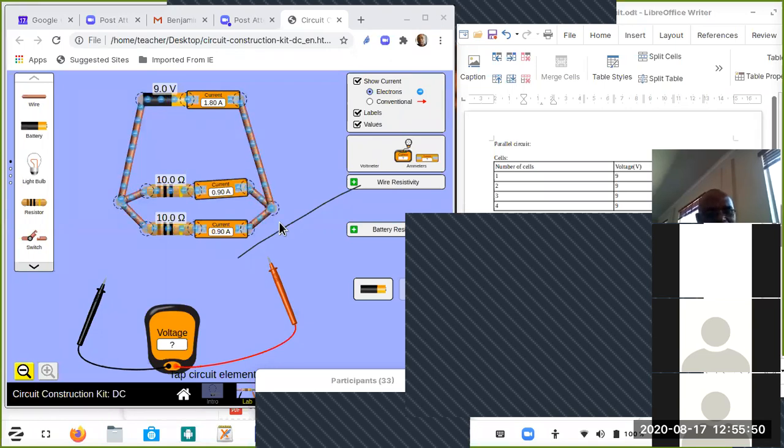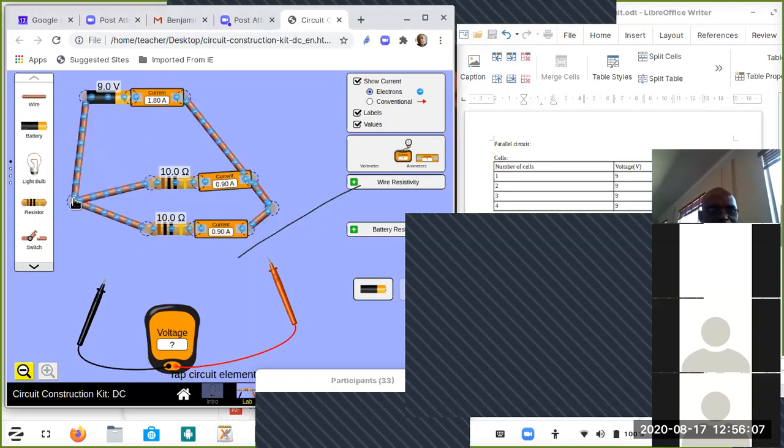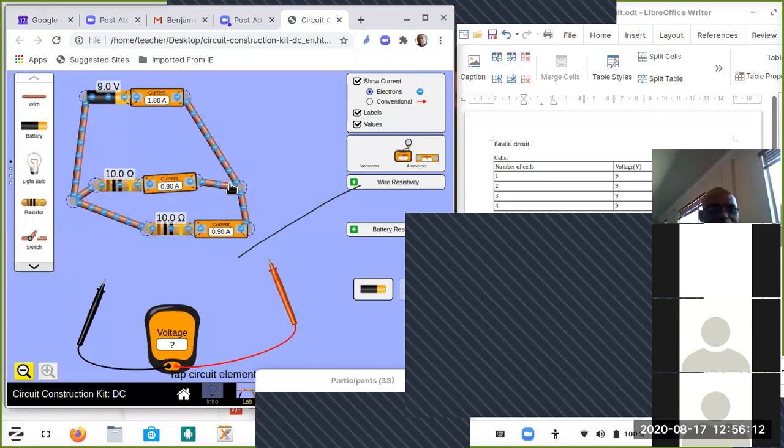But now, what is happening to the resistors? If we connect resistors in parallel connection, what happens to the resistance? Someone give us a hypothesis of some sort. Is it increasing or decreasing? Decreasing. You are saying it is going to decrease.